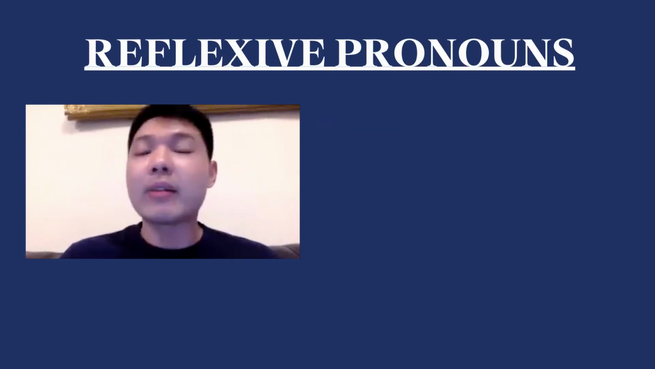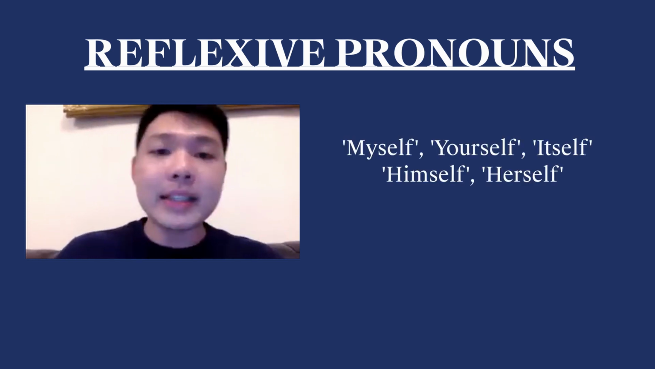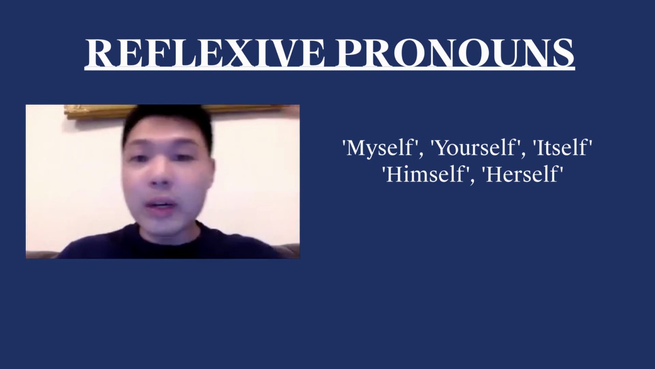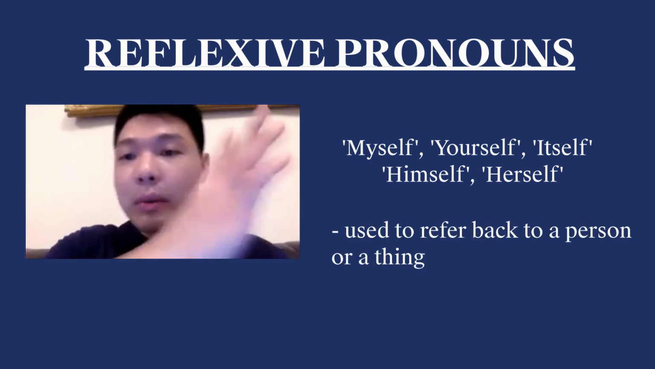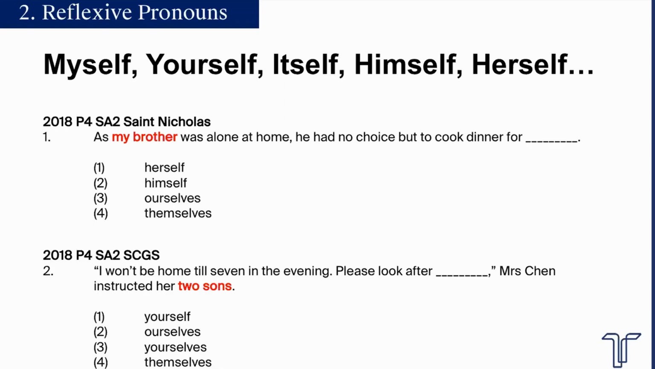The next thing that always comes up is reflexive pronoun. Reflexive pronoun is just a very fanciful way of saying myself, yourself, itself, himself, herself. You should know what these are. These words are used to refer back to a person or a thing. So I have a few examples for you. Look at the first one.